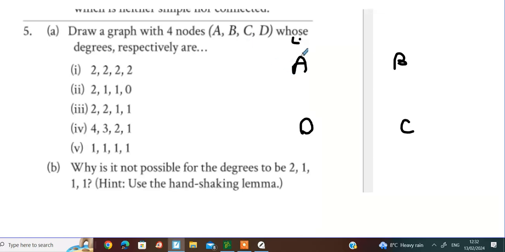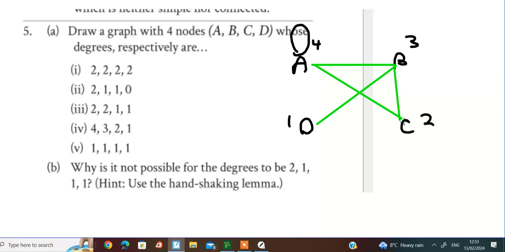4, 3, 2, 1. So 4, 3, 2, and 1. Right, A to B, A to C, A to D. Now that might not work. That's only 3. So I think I'm going to have to loop A, do 2 of them, and then loop A around. So 2 plus 2 is 4. That's A with 4 done. B has 3. So I could put B to D and then B to C, like so. Another way I could do it is I could put C to D and I could loop B, and that's the same answer. Okay.